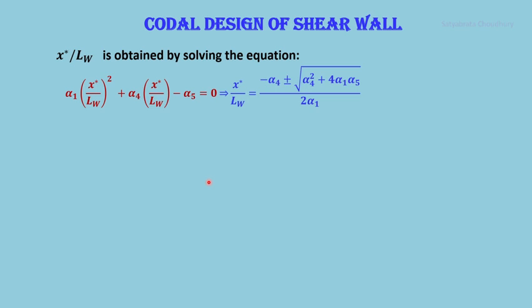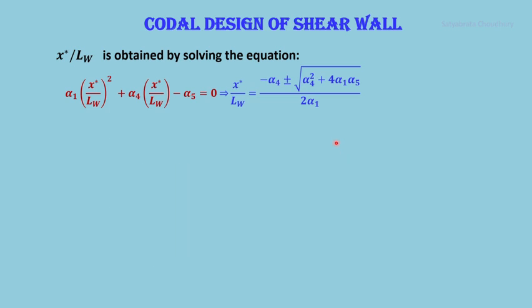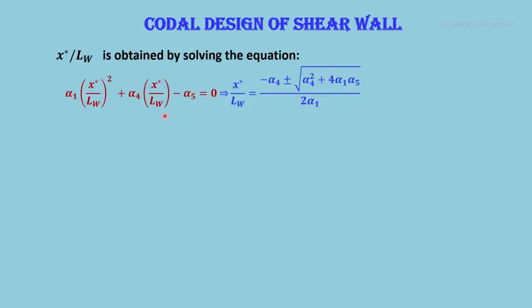And in the previous slide, you can see when you are using the formula in the second case. In this second case, it is not X by LW, but it is X star by LW. That is, you are getting a new ratio here, which is other than the ratio we have already discussed, X by LW or X limiting by LW. So it is X star by LW, the symbol I have given. How to get this ratio X star by LW? It is obtained from this formula, solving this algebraic equation, alpha 1 X star by LW square.